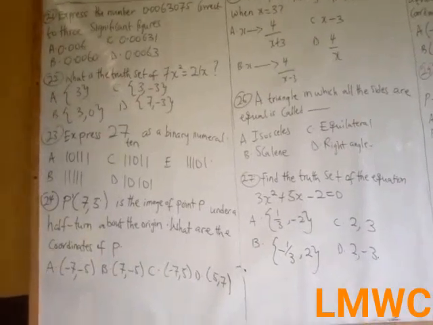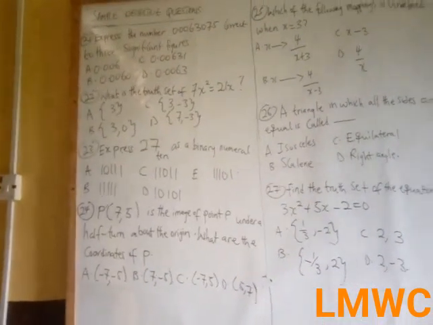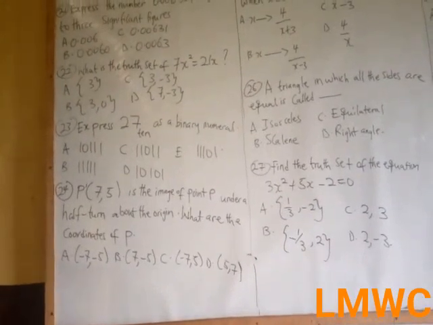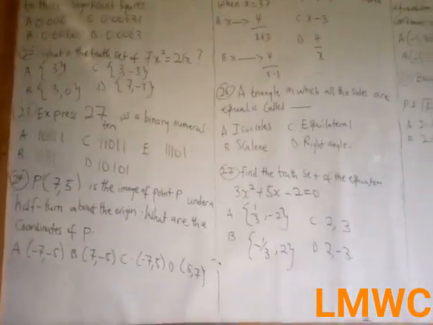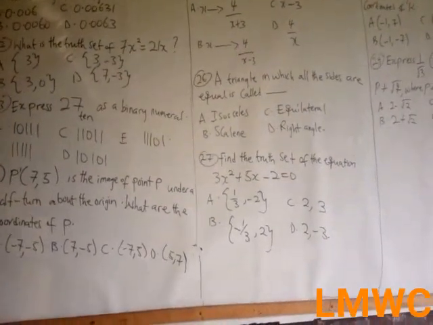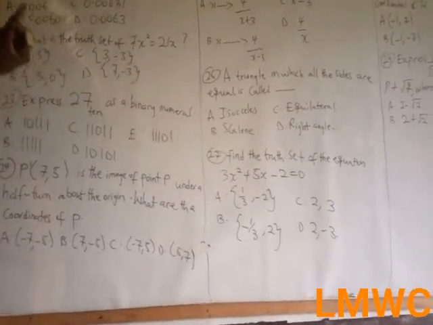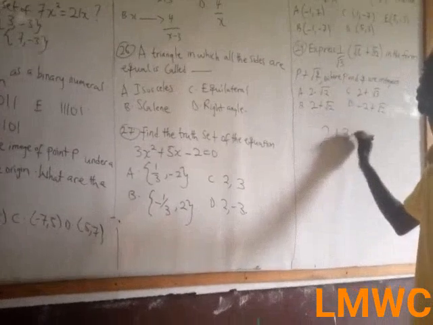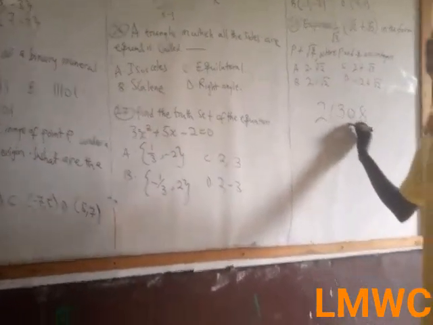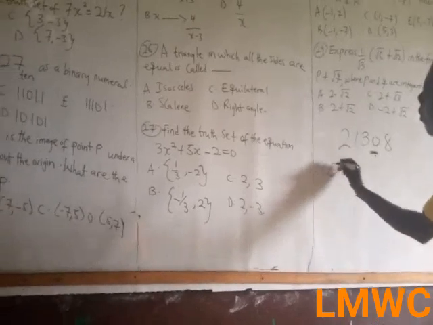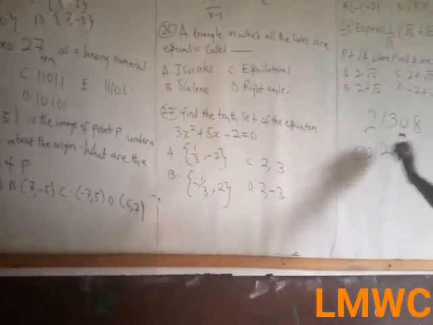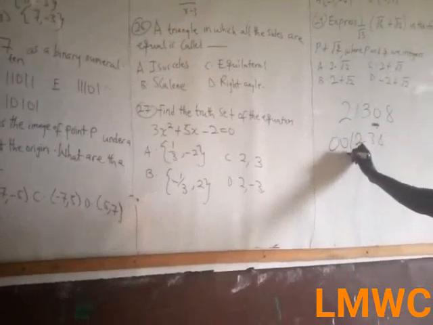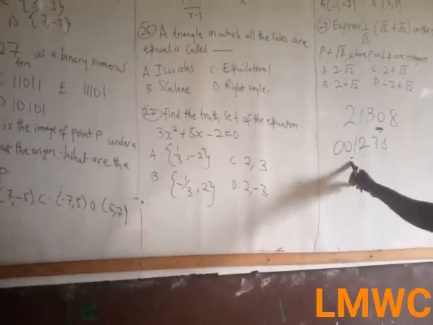Express the number 0.00630075 correct to 3 significant figures. Always, significant figures start from the first non-zero number. If you see a 0 in between non-zero digits, you count it as a significant figure, like this: 2, 1, 3, 0, 8. This will be counted as a significant figure. But if 0 starts the number, you start counting your significant figures from the first non-zero digit.